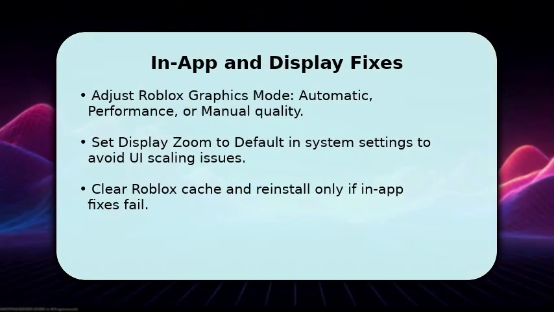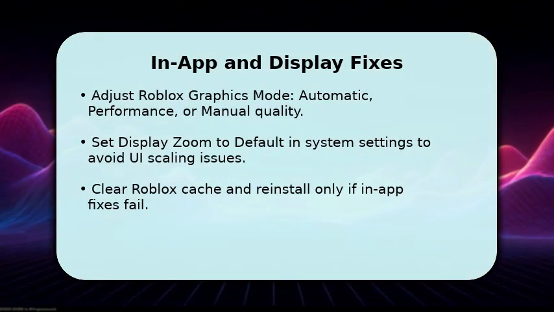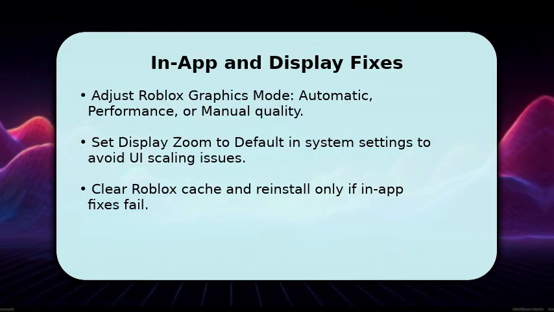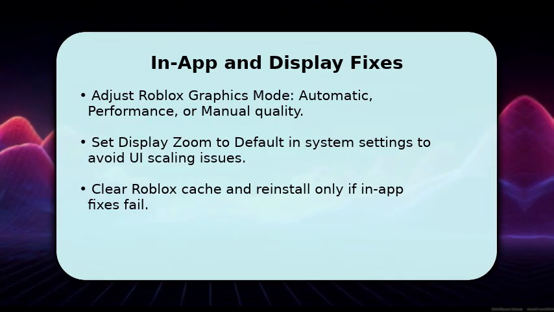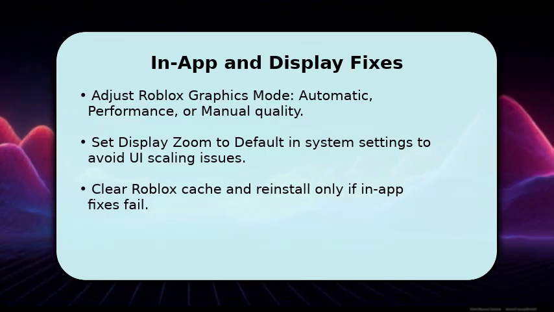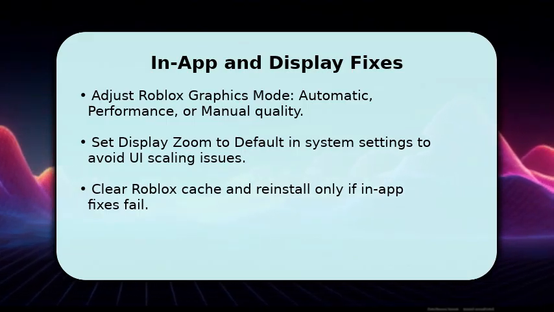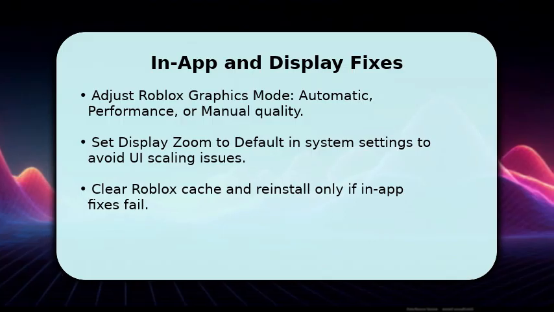Now tackle Roblox settings and display scaling. Open Roblox, go to Settings Graphics and choose Automatic or a lower quality level so the UI can reflow into portrait. This prevents clipped HUD elements. Then, check System Display Zoom or Scaling and set it to default because odd scaling breaks layout.